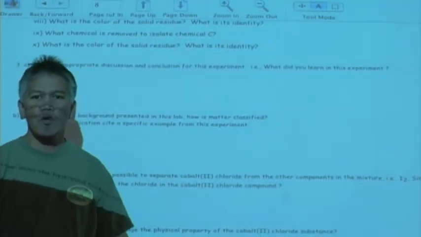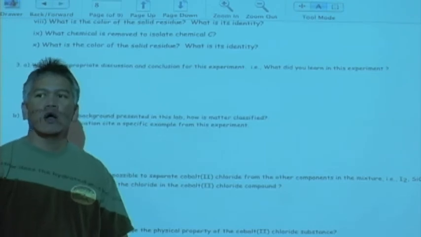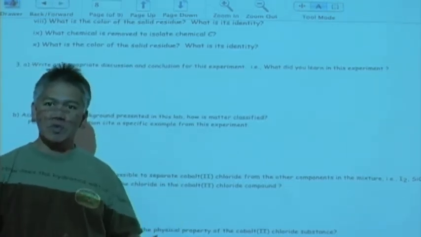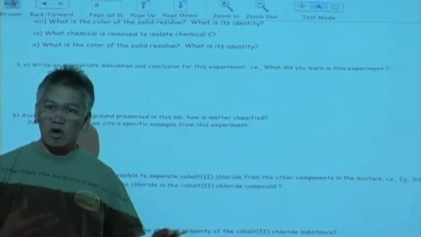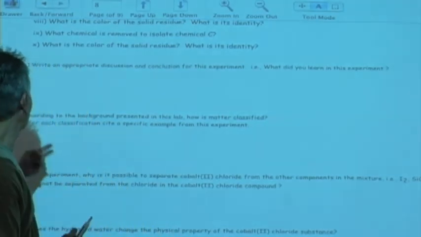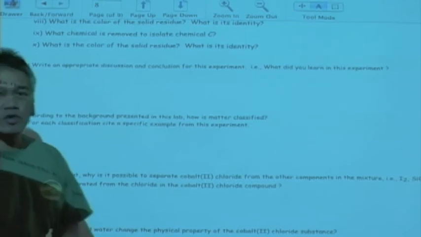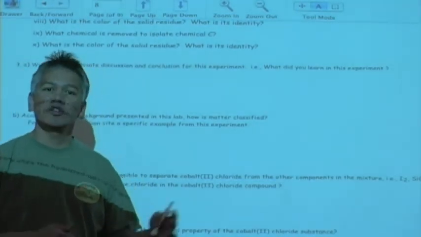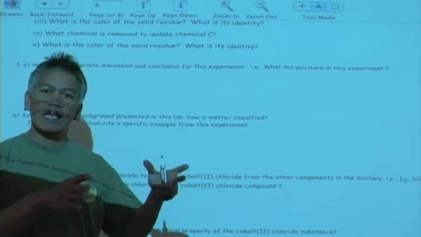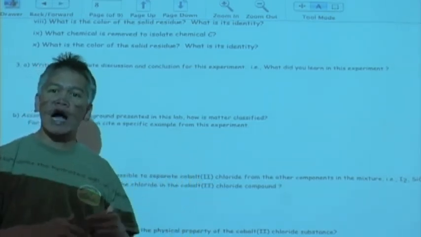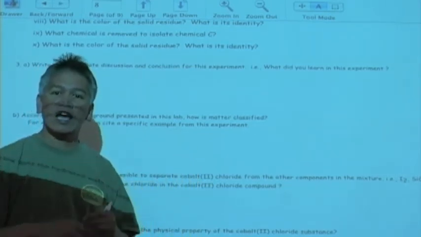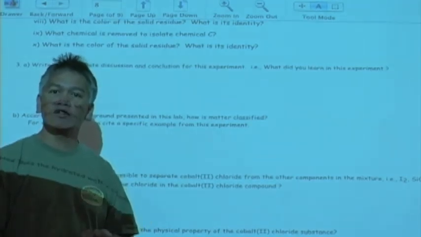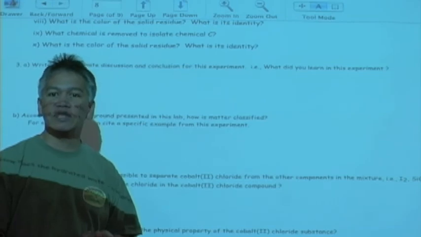When you write an appropriate discussion for this experiment, write a discussion in terms of what you did in this experiment and what you learned in this experiment. According to the background presented in this particular lab, how is matter classified? Talk about how we take matter and categorize it in terms of its hierarchy in the universe, and how matter can be broken down into heterogeneous and homogeneous systems, etc.